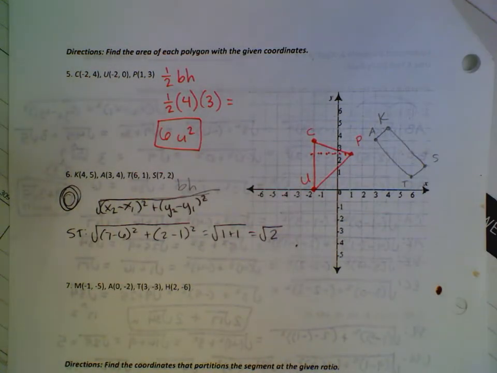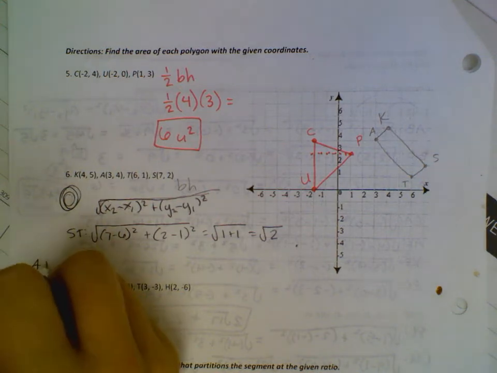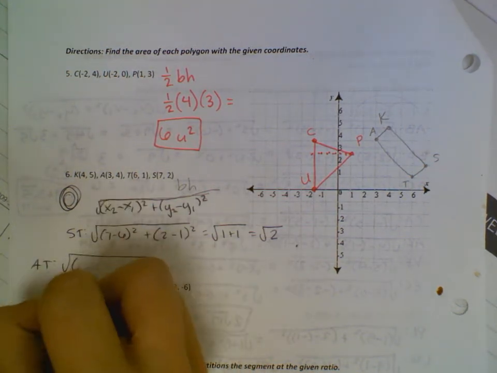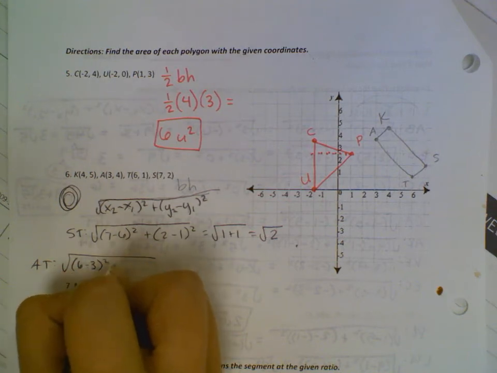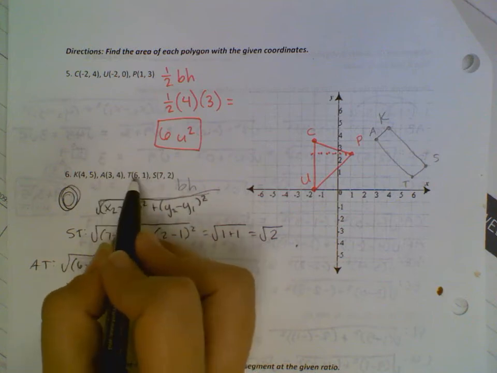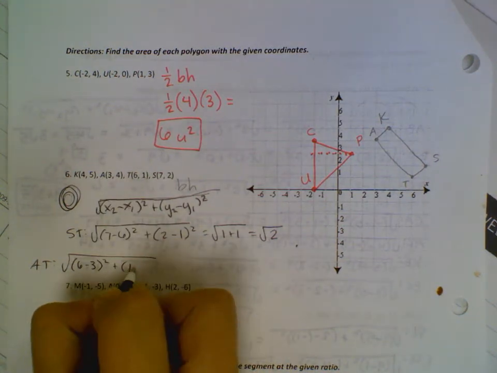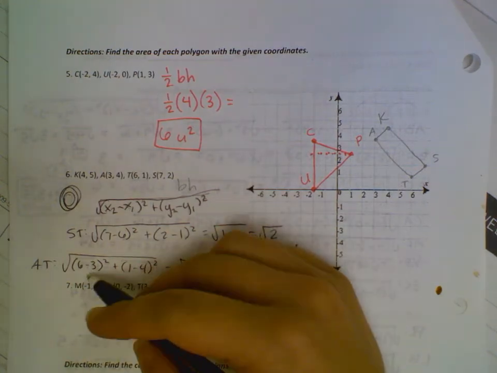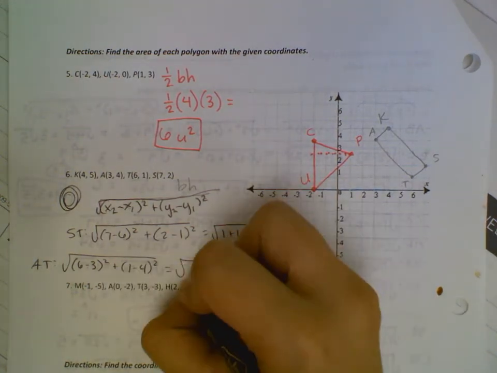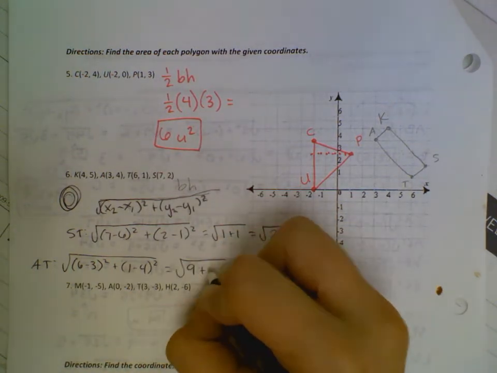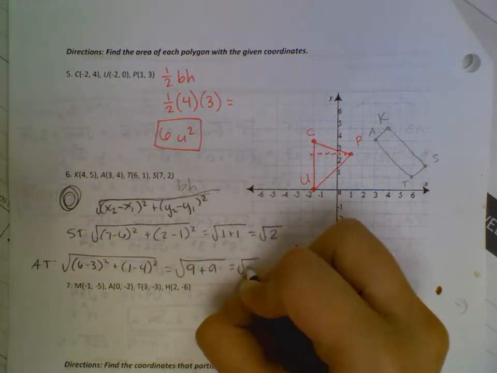Then we will find AT, which will be the square root of 6 minus 3 squared plus 1 minus 4 squared. 6 minus 3 gives me 3, and 3 squared is 9. 1 minus 4 gives me -3, and -3 squared is 9. So I get the square root of 18.